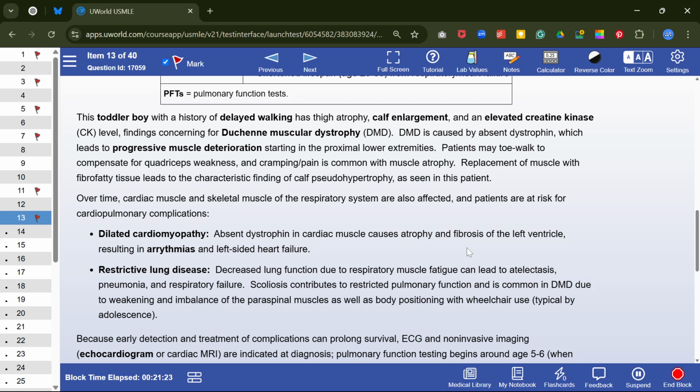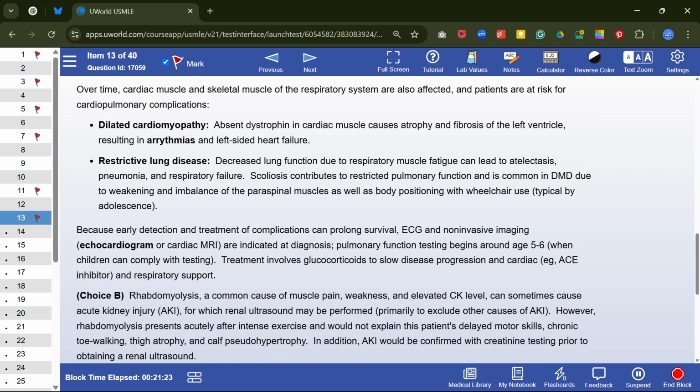Scoliosis contributes to restrictive pulmonary function and is common in DMD due to weakening and imbalance of paraspinal muscle, as well as body positioning with wheelchair use, typically by adolescents.